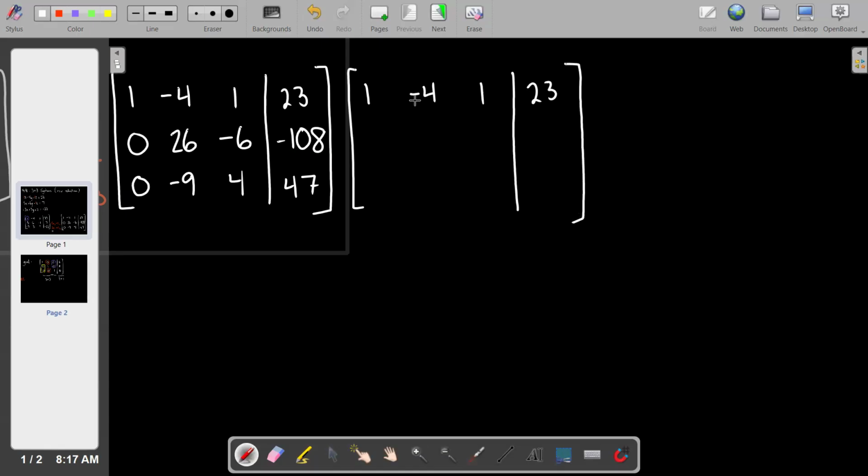So the top row and the bottom row, I can't really do anything with, because the 9, 4, and the 47 can't all be divided. The 4 and the 23 again are relatively prime, but the middle one I can knock it down. Half as big is twice as good, right? So I have a 0 and then a half 26 and then a half -6 and then a half -108. Got it?